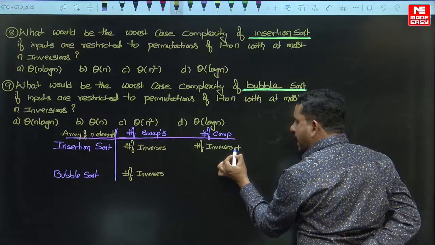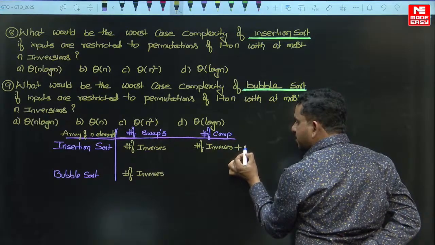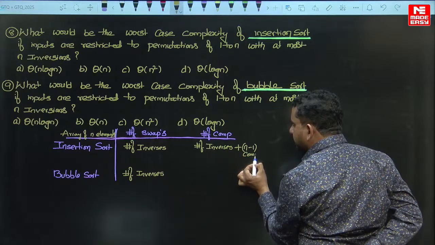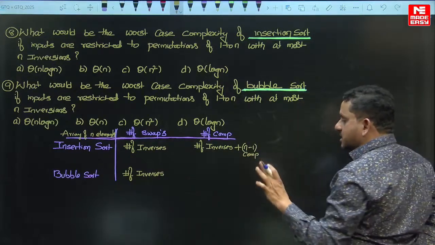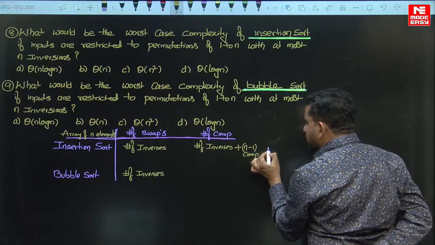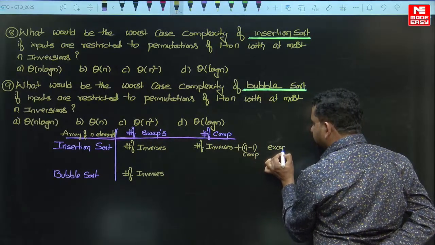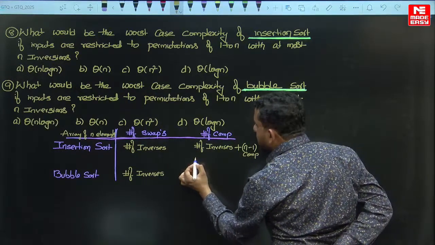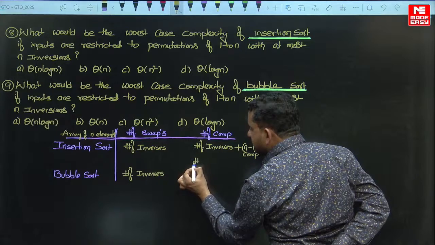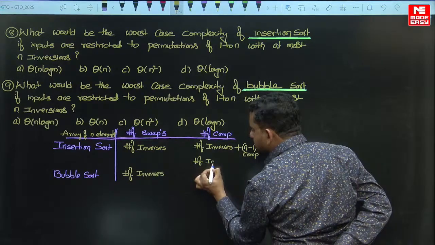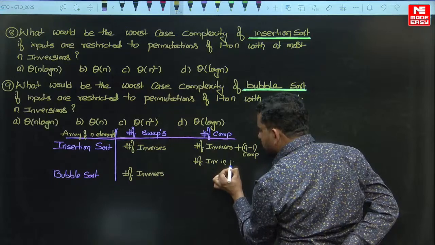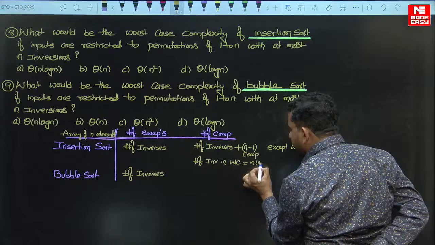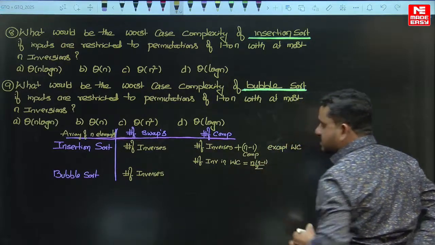maybe one extra comparison for each pass, so n minus 1 comparisons extra, except in the worst case. In the worst case, the number of comparisons is the number of inversions, which is n into n minus 1 by 2 comparisons and inversions.